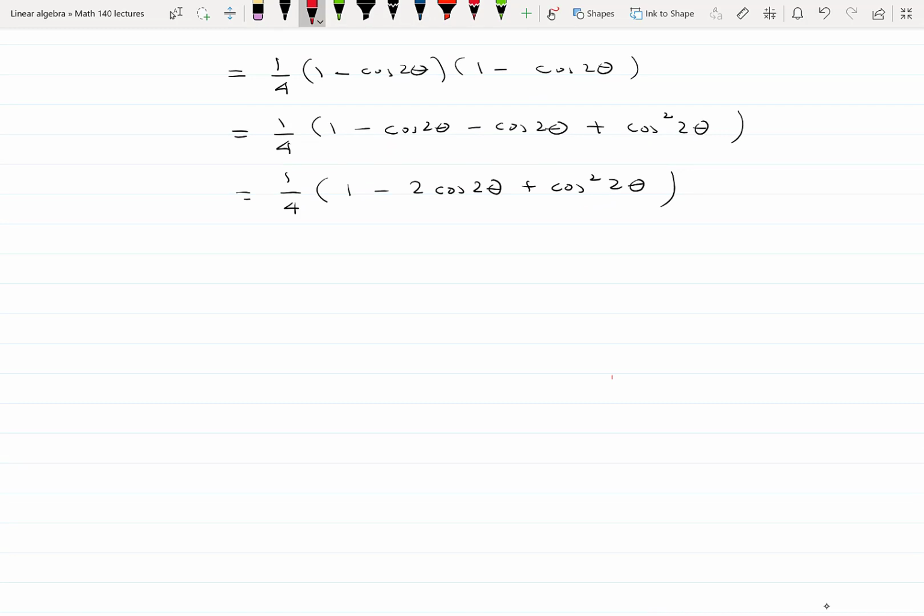Okay, so the power reducing formula for cosine, put way down here in the lower left. Cosine squared theta is 1 plus cosine of 2 theta over 2. But I don't have cosine squared theta. I have cosine squared of 2 theta. So in this power reducing formula, I'm going to need to replace theta with 2 theta. So I'm going to take that theta out, and in green I'm going to put 2 theta.